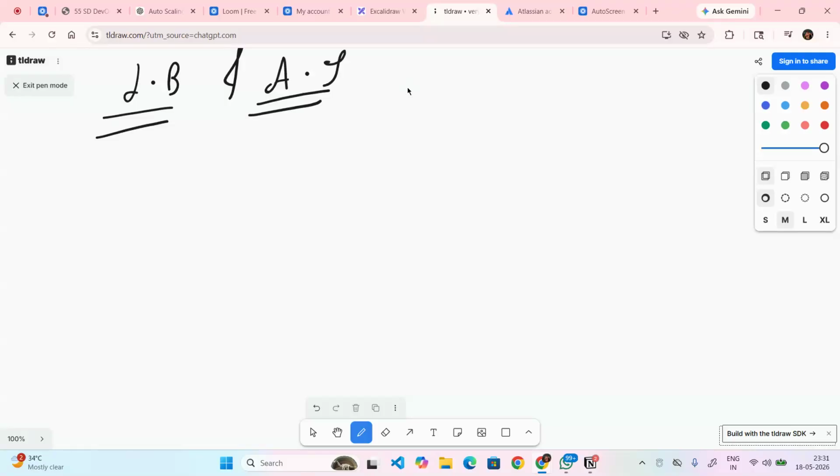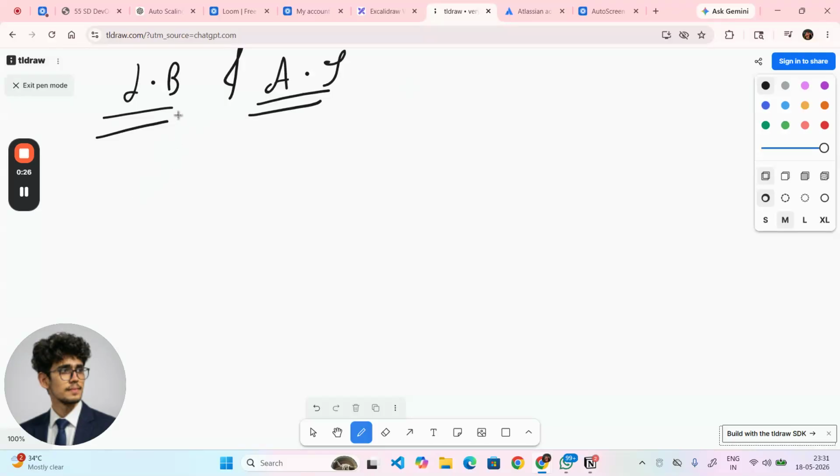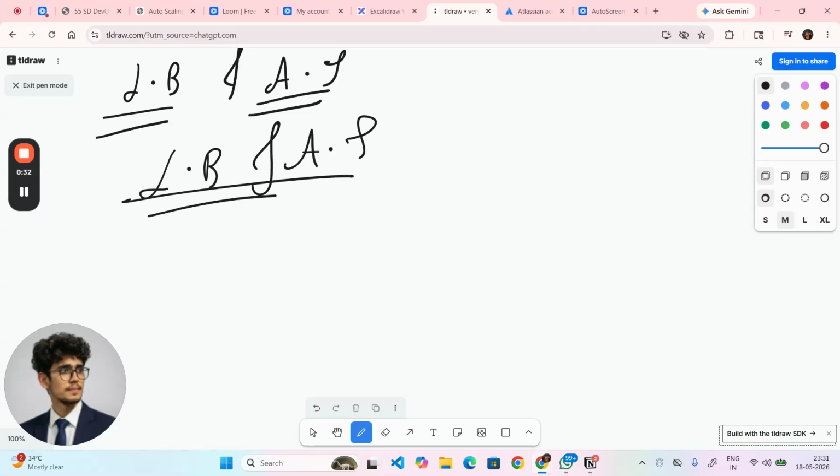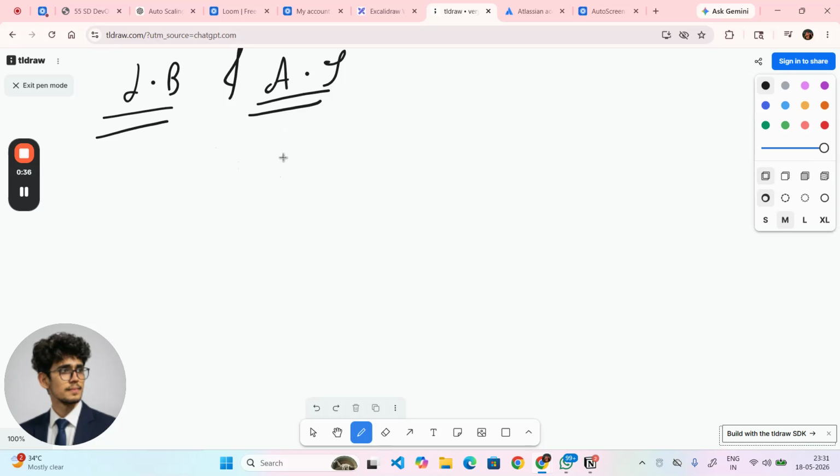So we have the two terms. They are load balancer and auto scaling. So what are load balancer and auto scaling, guys? How are they both related to each other? It's very clear, guys. For example, I created 100 applications.